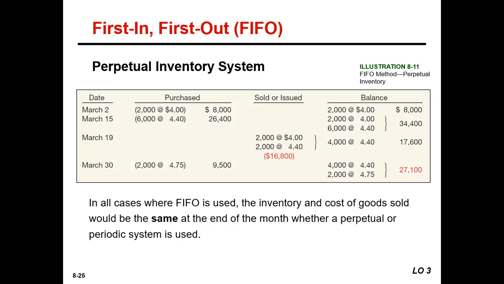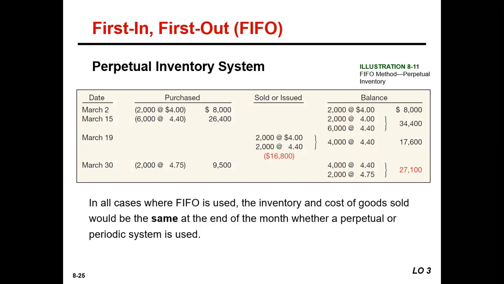And then we sold on March 19th, 2,000 units from the $4 per unit category, and then 2,000 units from the $4.40 category. So then we end up with 4,000 units in ending inventory at $4.40 each. Again, this should look familiar to some of you, because we did get some practice with this in cost and managerial accounting as well.